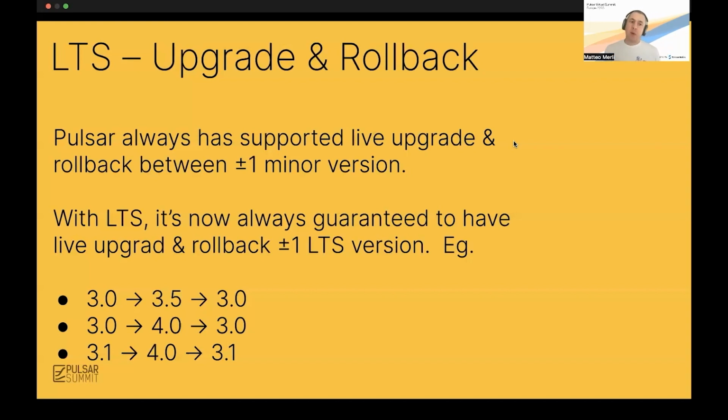So with this model, now with LTS, we say we can always upgrade up to the next LTS version. So if you are in 3.0, you can go directly to 3.5. That will be guaranteed to work, and then you can go back to 3.0. At the same time, you can skip all the feature releases and just go from 3.0 to 4.0, and then again back to 3.0 in case of a rollback. And again, if you are using a feature release, say 3.1, you can go directly to 4.0 and then back to 3.1.